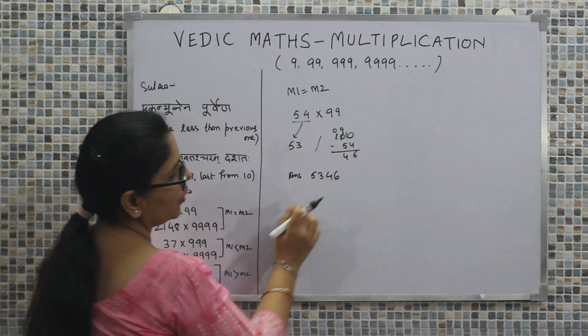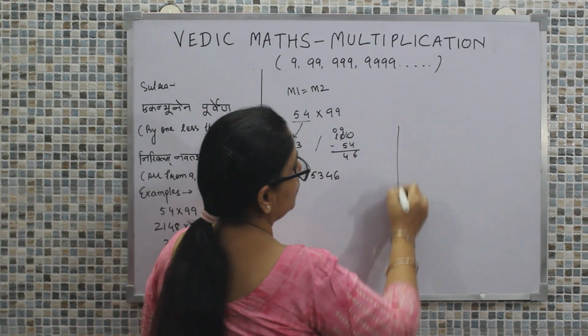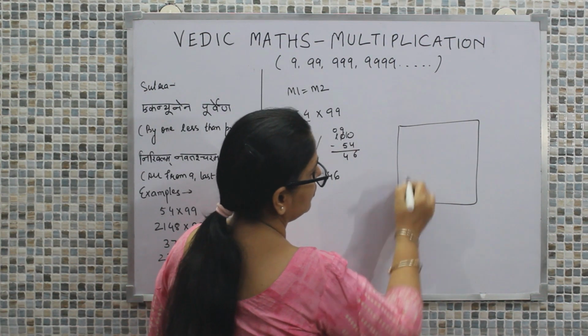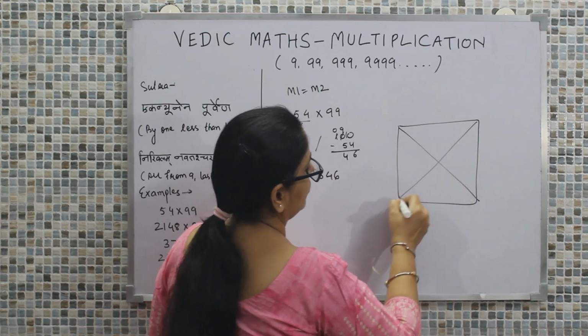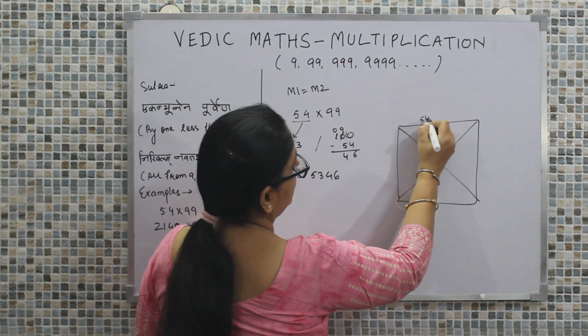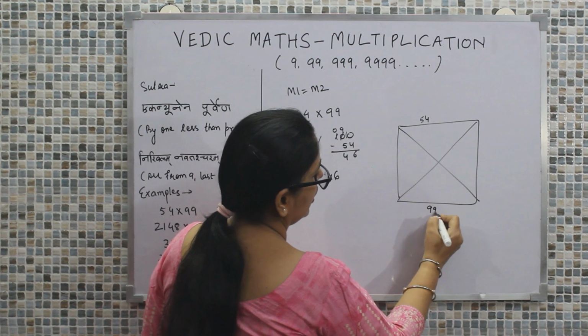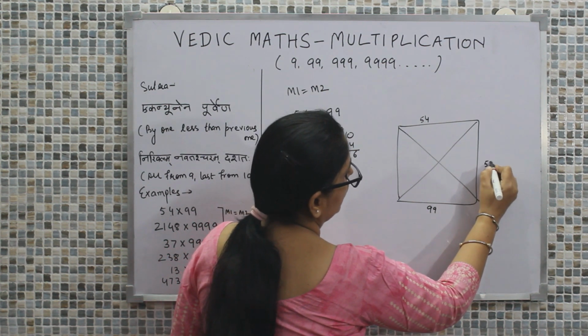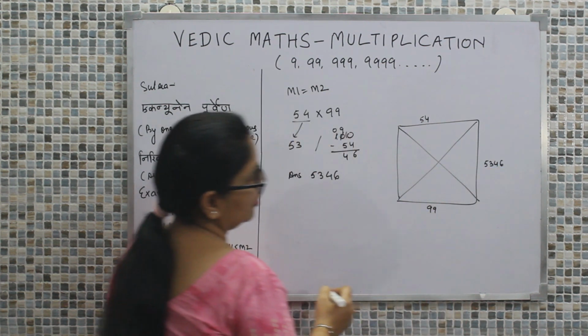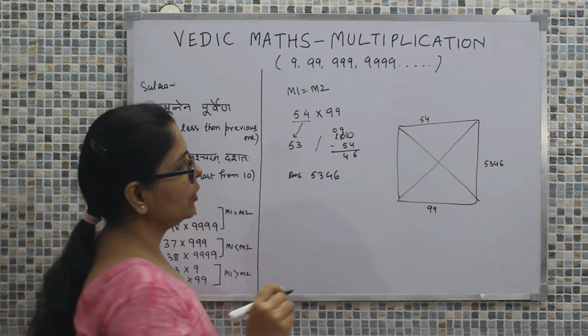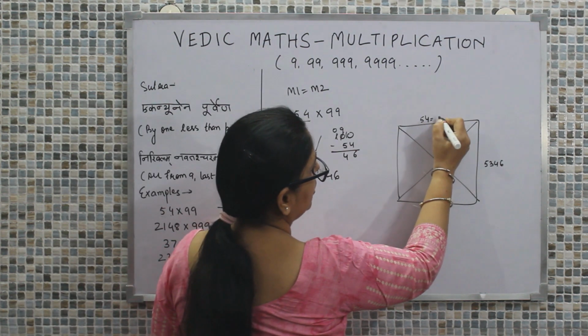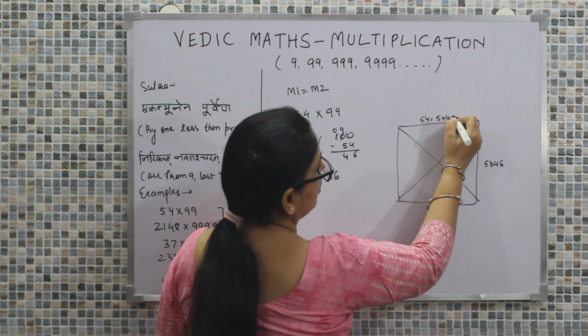The answer is 5346. Let's verify the answer. The first value is 54, the second is 99, and the answer is 5346. Now let's calculate the digital sum. 54 can be written as 5 plus 4, that is 9.